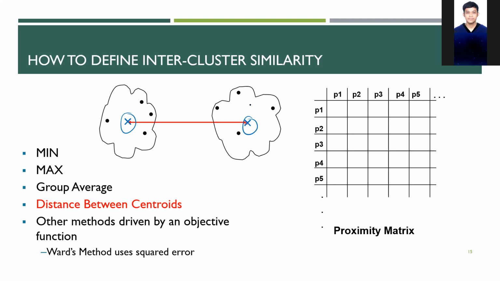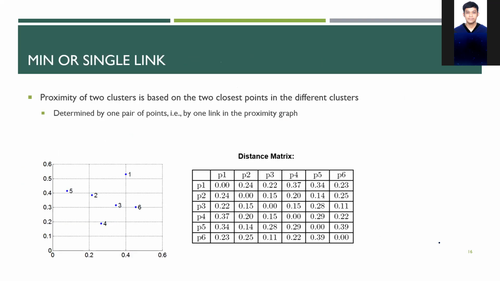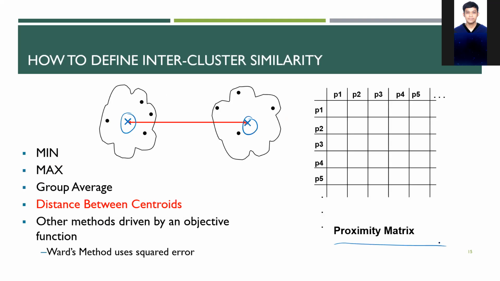Yeah, so this is what we can use to define the proximity matrix. We can use the proximity matrix to develop the dendrogram. The dendrogram is the one like this. Yeah, this is the dendrogram.